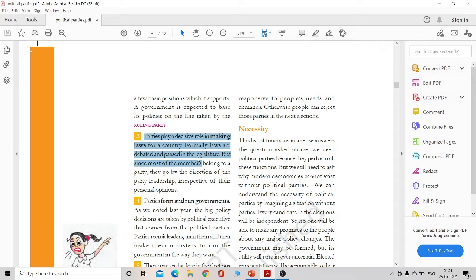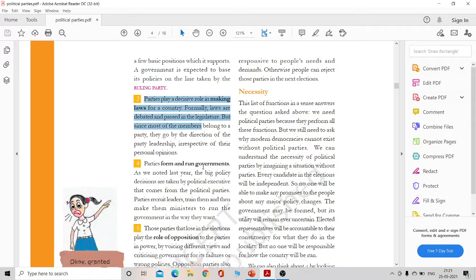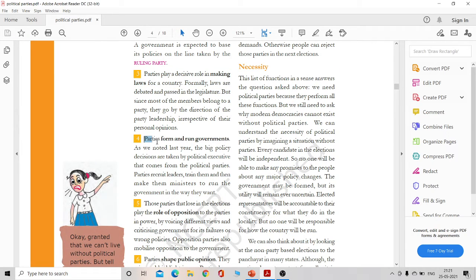We all know that the Lok Sabha consists of the MPs who are part of the political party that becomes the ruling party, or ruling parties in case of a coalition government. So they are the ones who help make laws. The fourth function is parties form and run governments. That is their very, very basic function, right? Big policy decisions are all taken by the political executives that come from the political parties.